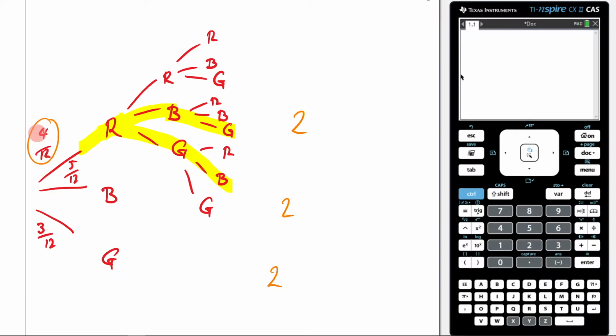Well, it's going to be 4 on 12 for pulling out a red, then the probability of pulling out a blue will be 5 on 12, and then the probability of pulling out a green will be 3 on 12. Now, if the second one I pulled out was a green, that would be 3 on 12, and then the blue would be 5 on 12. So hopefully you can see I'm going 4 on 12 times 5 on 12 times 3 on 12, or 4 on 12 times 3 on 12 times 5 on 12. I'm always multiplying the same numbers together.